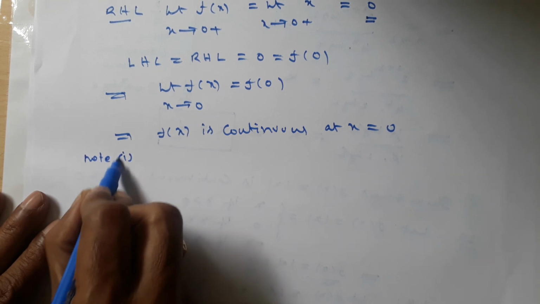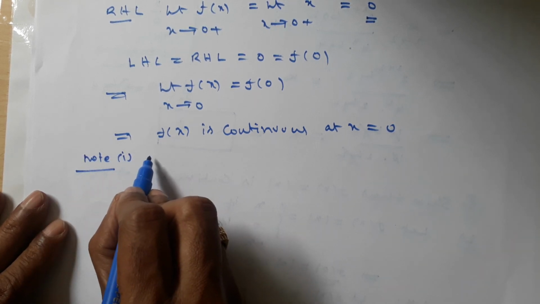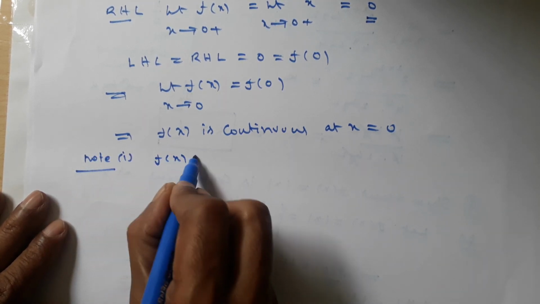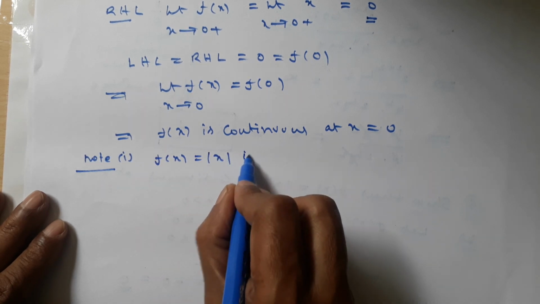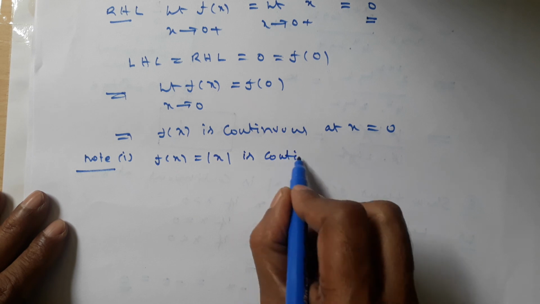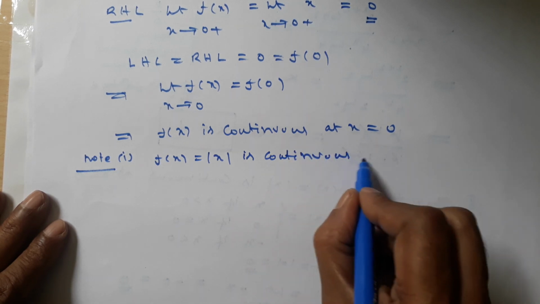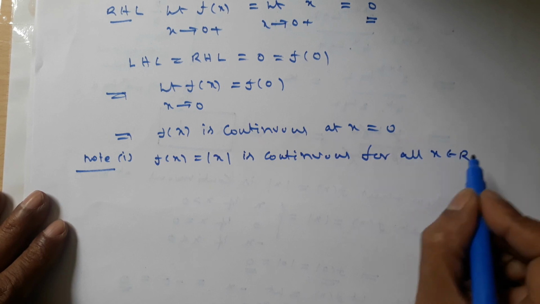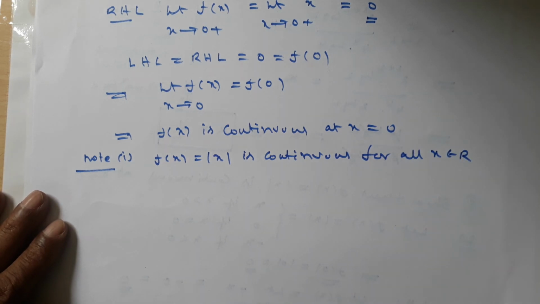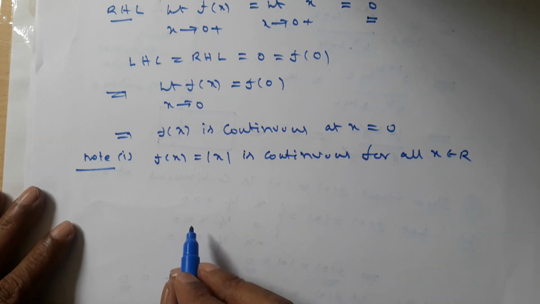Note 1. f of x is equal to mod x is continuous for all x belongs to R. Not only at x is equal to 0, at every point on the real number line, the modulus function is continuous.